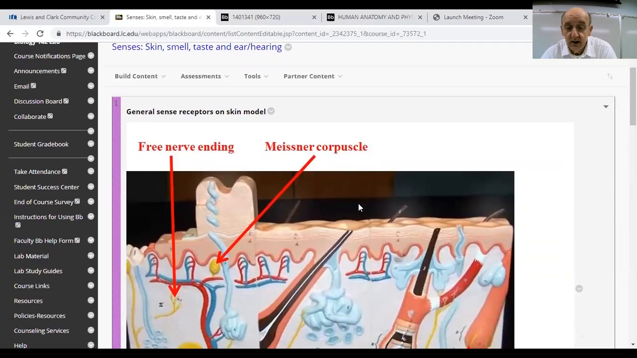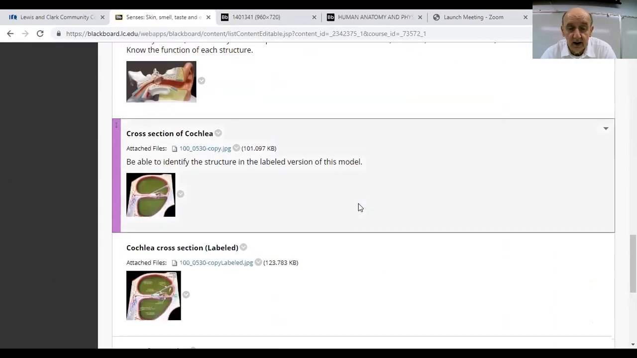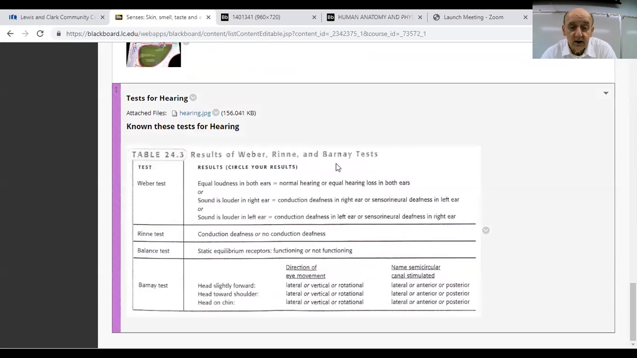So what you're seeing right now is coming from a lab shell, and I'm going to scroll all the way down. So this is a table I was talking about. This describes the Rini and Weber tests. These tests use tuning forks. Obviously, these tests were designed long before the appearance of electricity or electric testing apparatus.